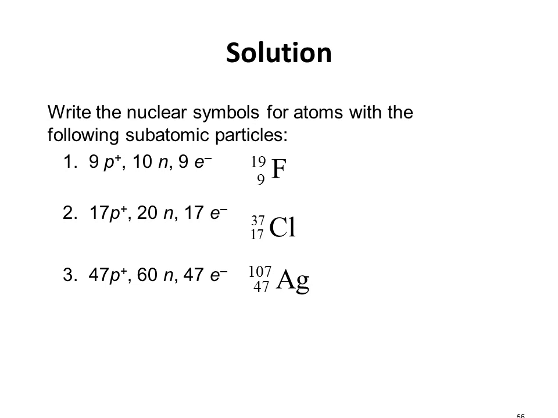And then for number 3, we have 47 protons, so that's an atomic number of 47. We would have to look on the periodic table for silver, or Ag, and we find it there. And then we have 60 neutrons. If we add 47 and 60, that gives us 107. So our mass number is 107. The mass number goes in the upper left-hand corner, and the atomic number goes in the lower left-hand corner. That's where we put the 47.